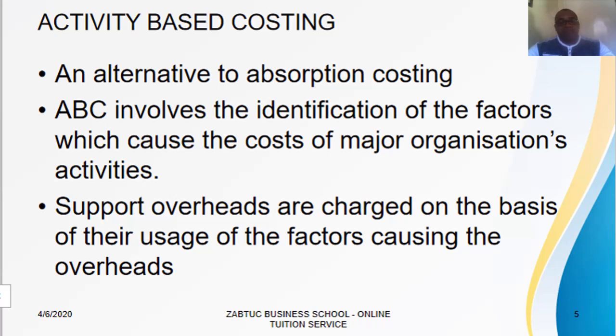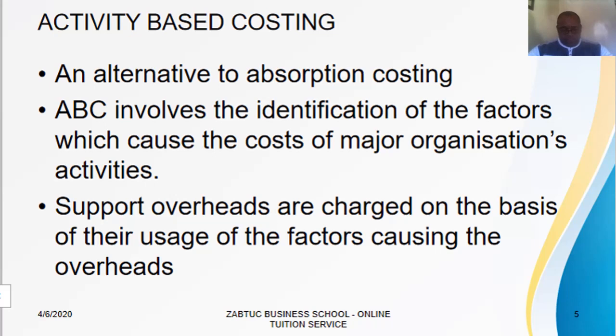Some of the key ideas behind ABC is that ABC involves the identification of the factors which cause the cost of major organizations' activities. So here we're saying that we need to identify the major activities that the organization has and what is it that drives the costs within these activities. And after we've done so, then the support overheads are charged to products on the basis of their usage of the factors that cause the overheads, or we charge overheads based on the cost drivers.